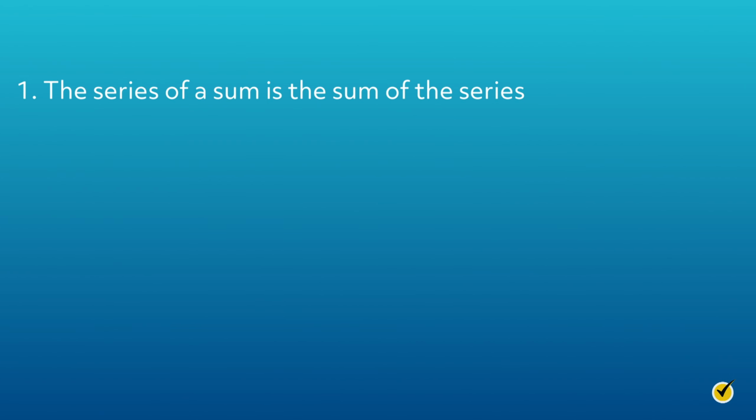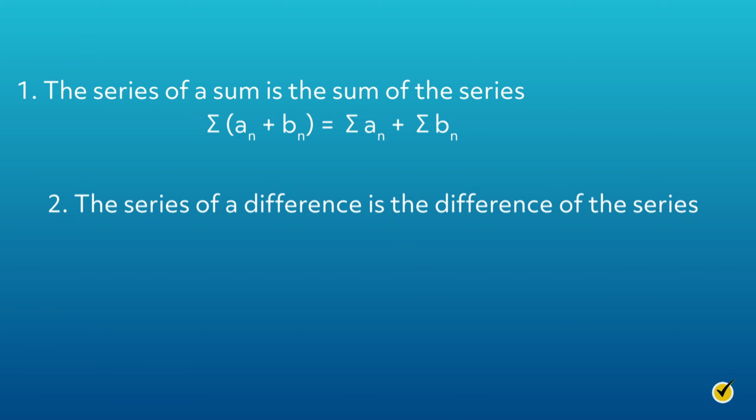Once you have determined that two series are convergent, there are 3 important properties to remember. 1. The series of a sum is the sum of a series. The summation of a sub n plus b sub n is equal to the summation of a sub n plus the summation of b sub n. 2. The series of a difference is the difference of a series. The summation of a sub n minus b sub n is equal to the summation of a sub n minus the summation of b sub n.